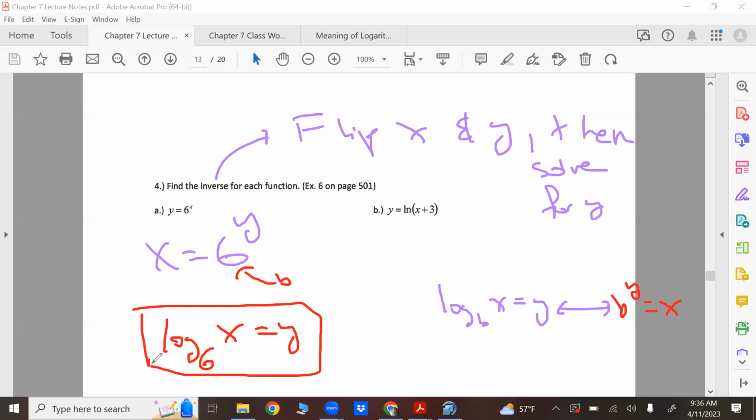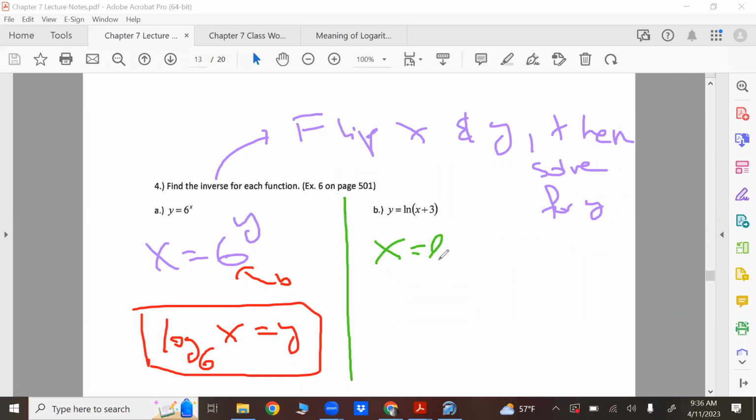Let's try this again for part B. I'll leave up part A in case you're still simmering on it. Let's take a look at part B, and after we can start the work. Switch x and y. Easy peasy, right? Now, what is ln, guys? Log of what base? E. So I'm going to do a second step.